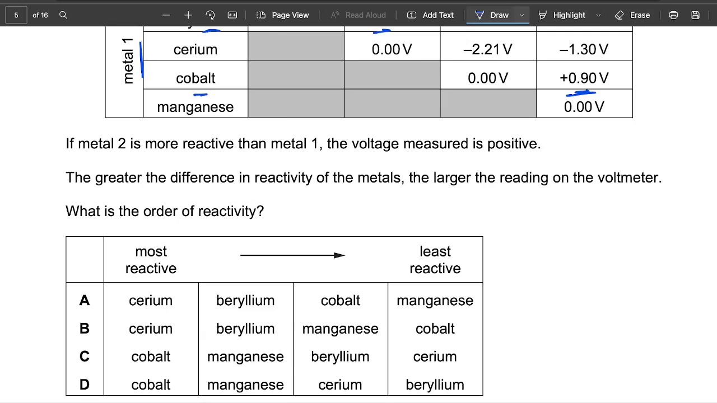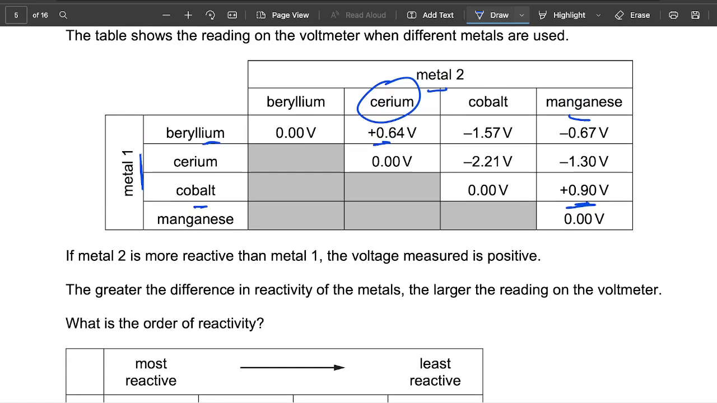Okay, so if we go to the ones here, it says cerium and we have cobalt when they react with beryllium. Which one is more reactive? One is a positive, one is a negative. It will be the positive value because the voltage measured in positive is more reactive. So the more reactive element, first of all, is cerium. So that is the most reactive element as of now.